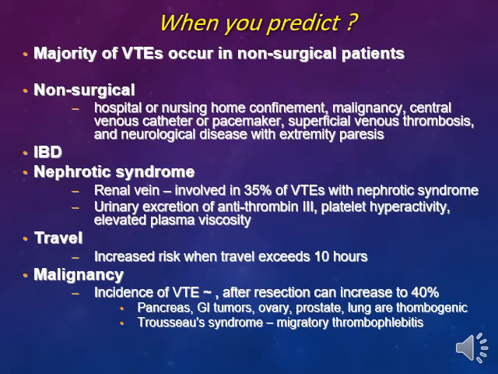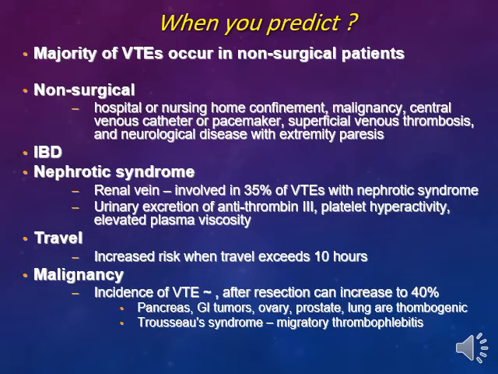How do I predict the presence of deep vein thrombosis, or what are the risk factors leading to the presence of this thrombus in the deep venous system? The majority of DVT or VTE occur in non-surgical patients. What is meant by a non-surgical patient? A patient in the hospital or nursing at home with malignancy, central venous catheter, superficial venous thrombosis, or neurological affection with paresis of the lower limb, and so on.